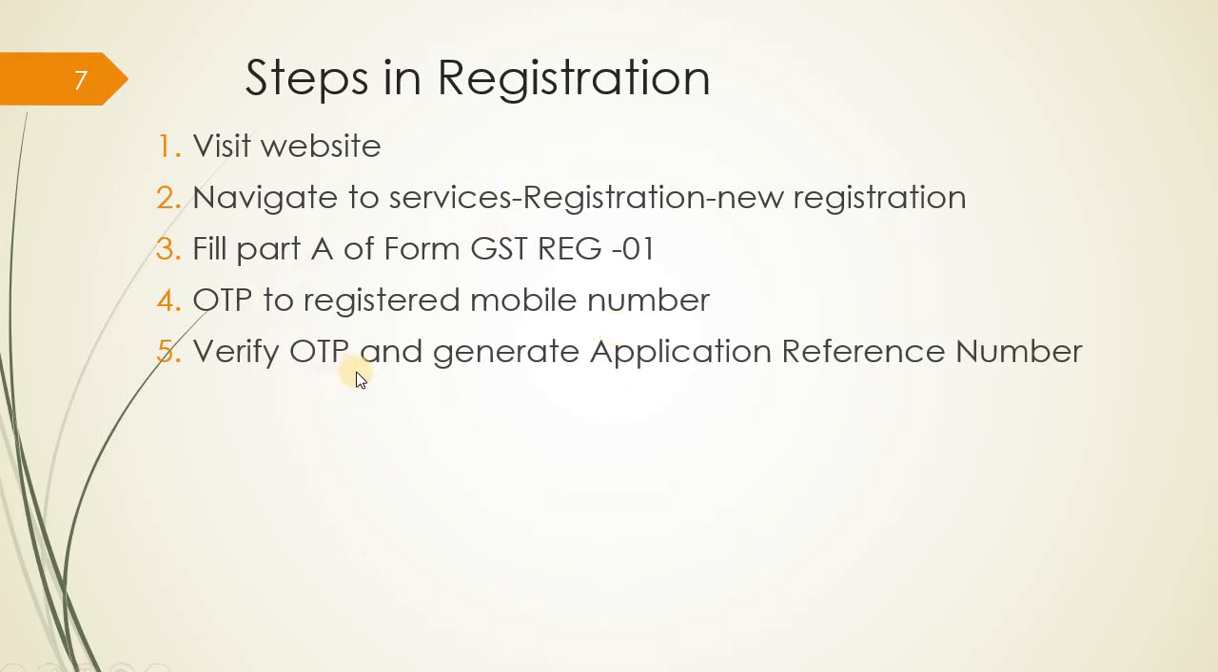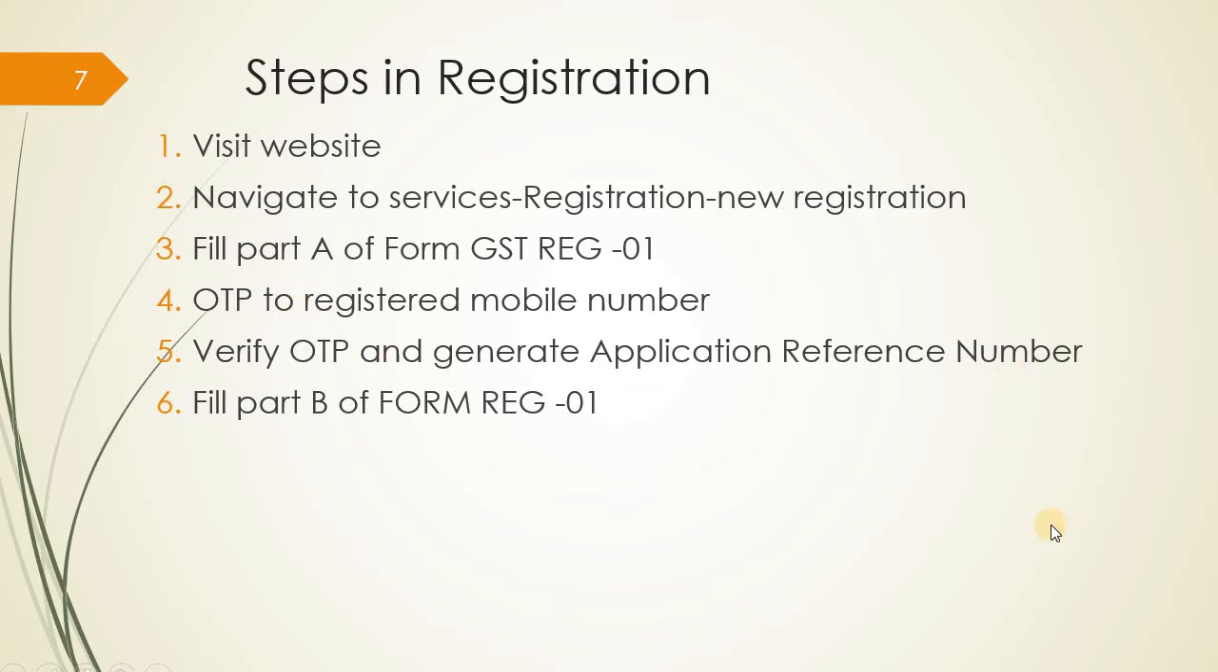So you have to enter the OTP. After entering the OTP, it is confirmed that you are registering. Then you can generate the application reference number. So you will get an application number. This application number will be sent to your mobile number, and you will also get a registered mail. Anyway, you enter the mail also.